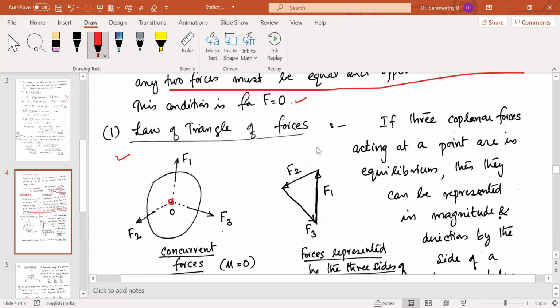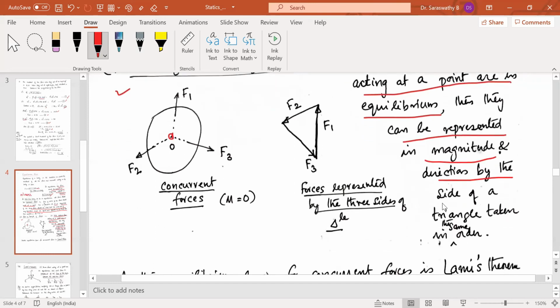So the triangle of forces is: if three coplanar forces acting at a point are in equilibrium. Coplanar means all three forces are acting in the same plane and acting at the same point. That means concurrent. If three forces acting at a point are in equilibrium, then they can be represented in magnitude and direction by the sides of a triangle taken in the same order. So that is the triangle law of forces. You are already familiar with this.